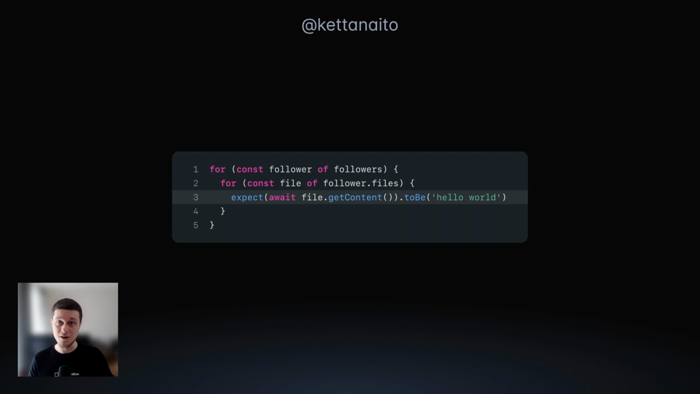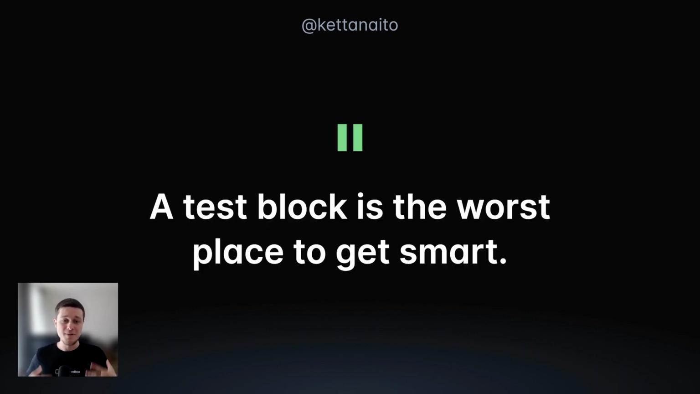Because if we look above this expect line, we see that there's a for loop. So we're actually testing every file from a follower to have the same content. And even that is not enough, because there's another loop above, and we're actually testing all the followers and all their files to equal a specific string. Just notice how many things we need to compute in our head just to understand what the single expect line does. So it feels like we're abstracting complexity, but we're actually just adding more complexity to our minds to tackle through. So I believe that a test block is the worst place to get smart.